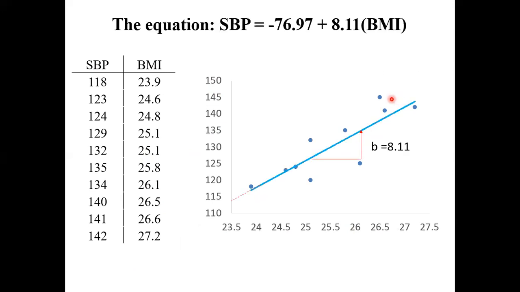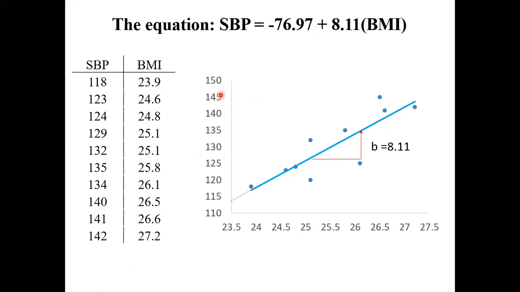Video equation, okay, beta line. So that's the equation given by SPSS. This equation, this line is not flat. It is a positive gradient. It means the higher the BMI, the higher is the BP.